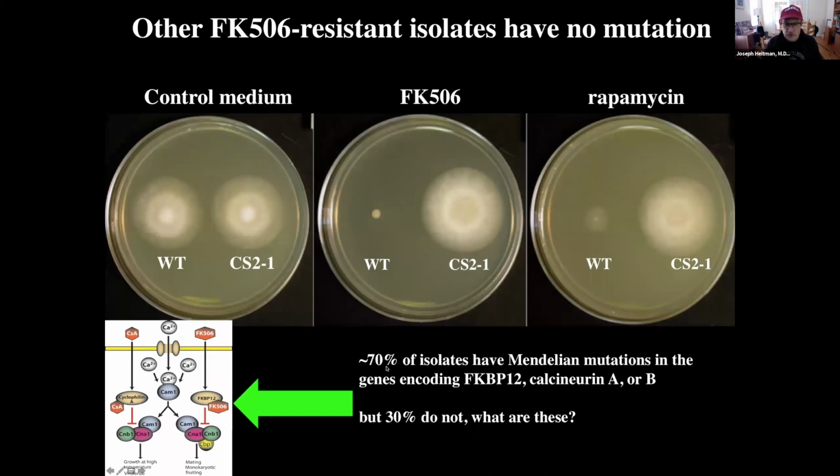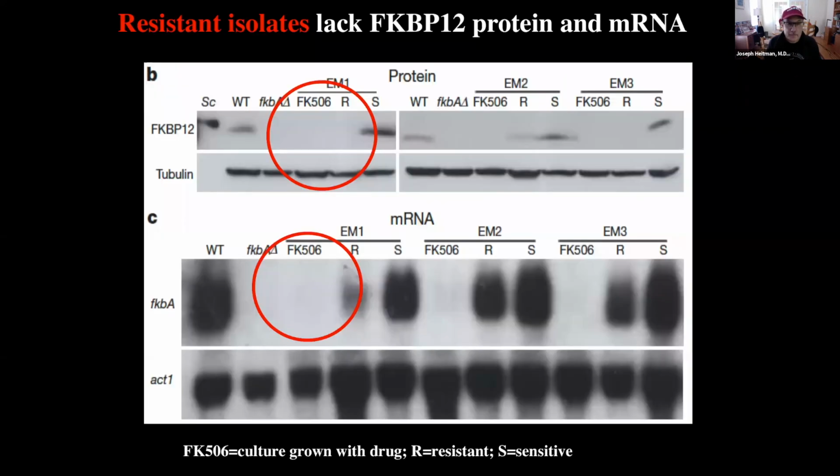So about 70% of the drug-resistant isolates have Mendelian mutations in the 3 known drug targets, but about 30% did not. And the question is, what are these unusual drug-resistant isolates? By Western blot, using an antibody raised against yeast FKBP12 that cross-reacts with the Mucor protein, we could show that FKBP12 is missing in these drug-resistant isolates. And by Northern blot, we could show that the gene is not being expressed. So the implication that FKBP12 is somehow involved is borne out by these findings.